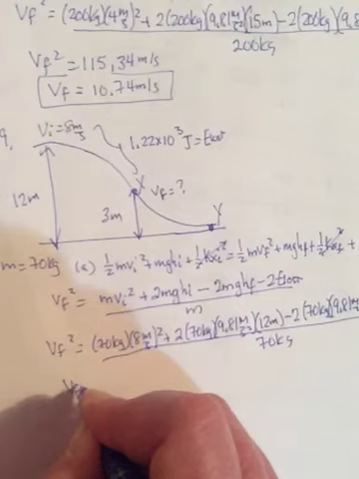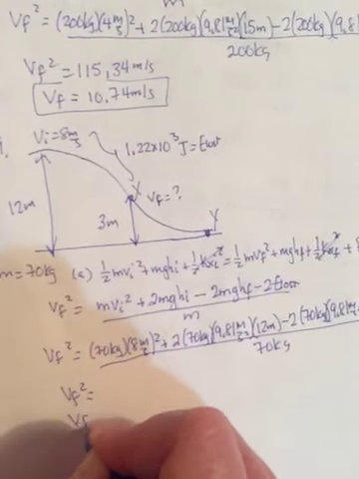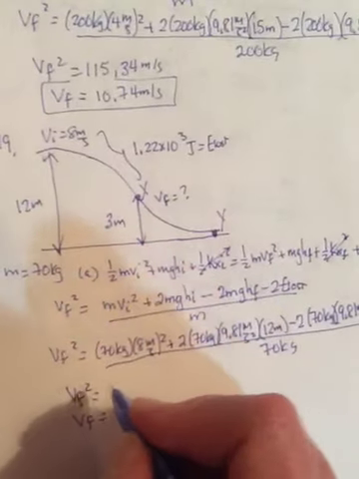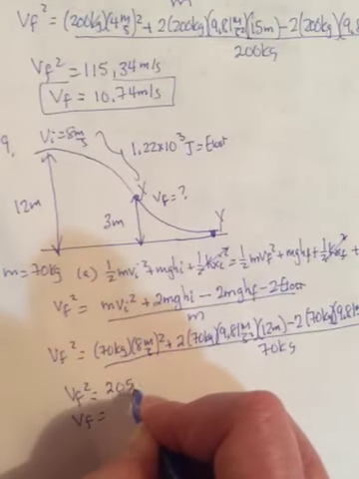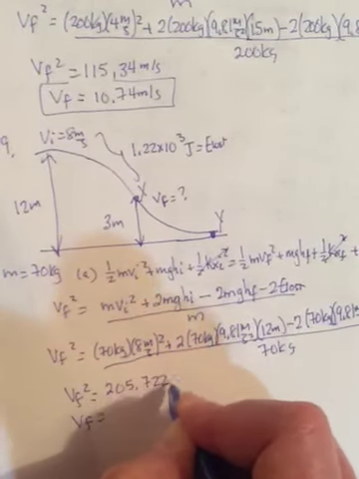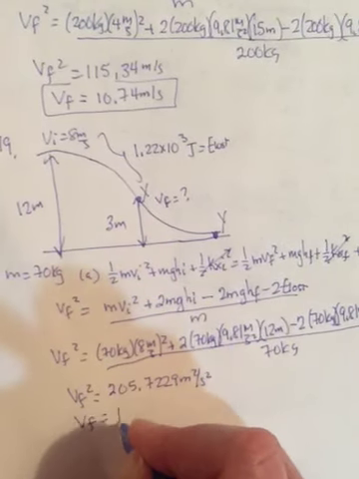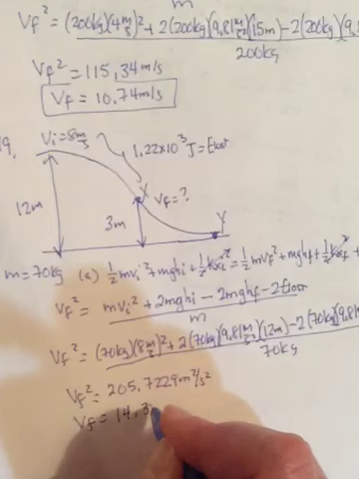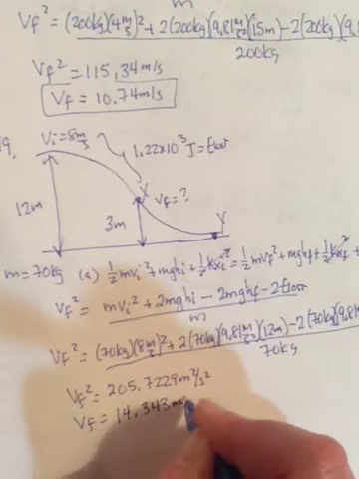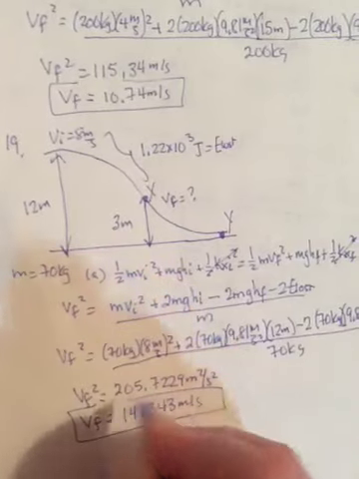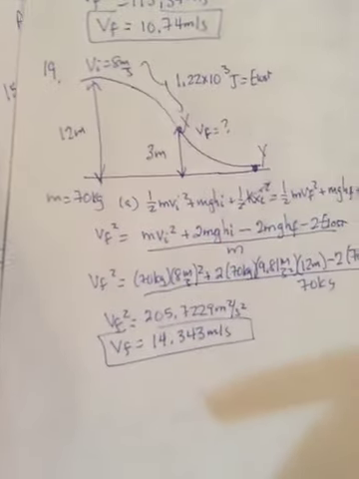Again, you'll get a VF squared. Again, you'll have to take the square root. VF squared ends up being 205.7229 meters squared per second squared. Take the square root and get 14.343 meters per second. Okay? All right, that was 19.